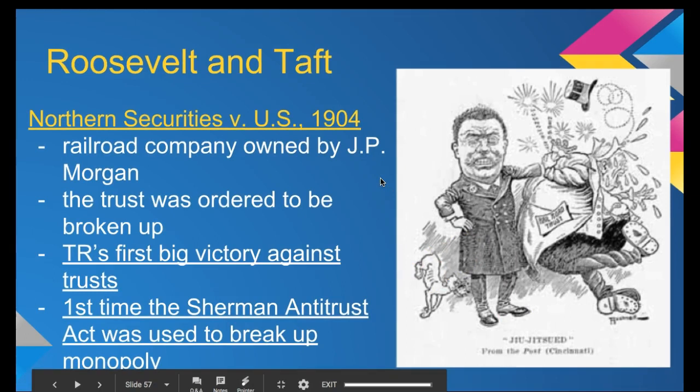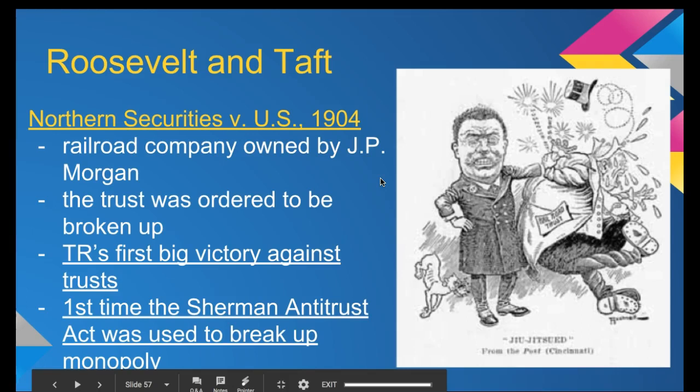Northern Securities versus U.S. is a court case from 1904. Northern Securities was a railroad company owned by our friend J.P. Morgan. I hope you remember that name, one of our big wealthy businessmen. The ruling in Northern Securities was the trust was ordered to be broken up. All right, the business was too big and had to be broken down into smaller companies to provide competition, right? Because it's competition, multiple businesses providing the same service that causes prices to go down. And prices going down is good for, right, the people, the consumers.